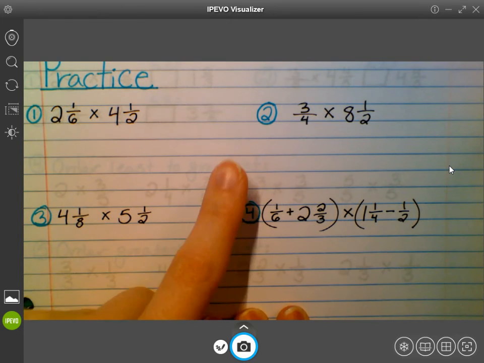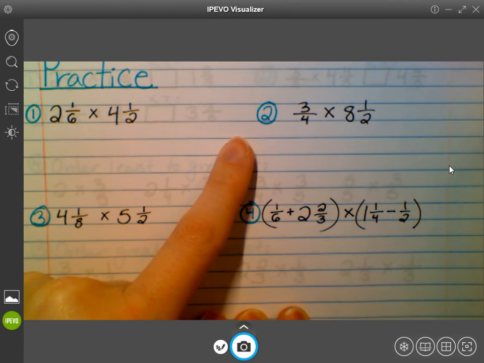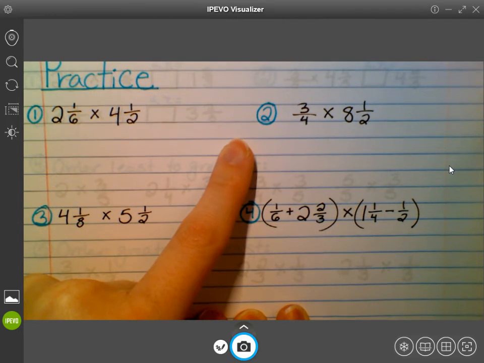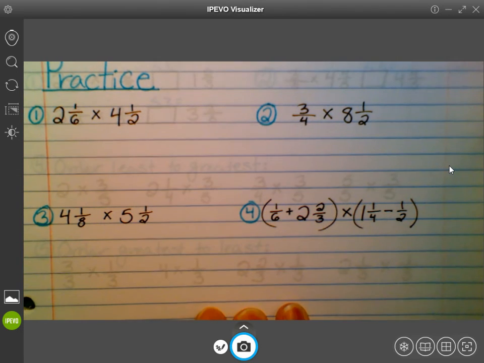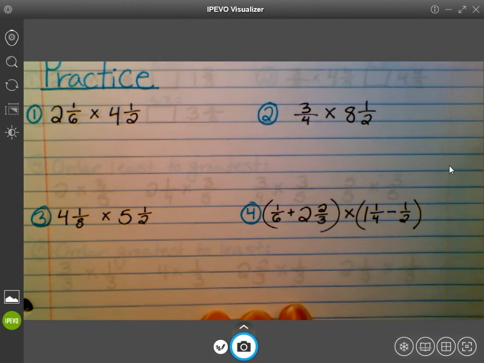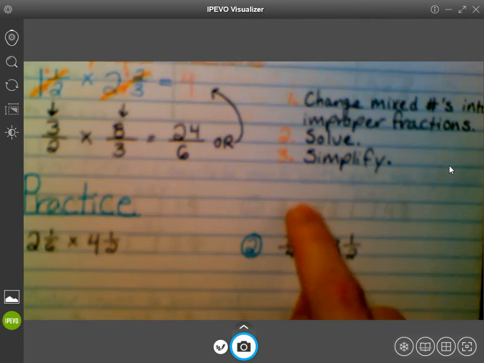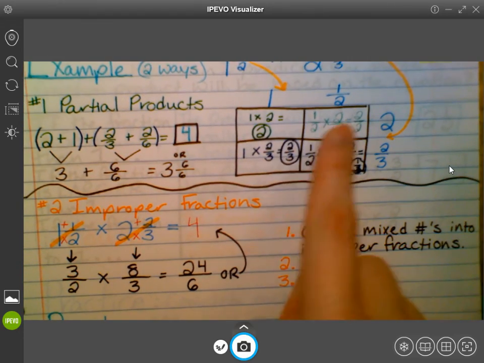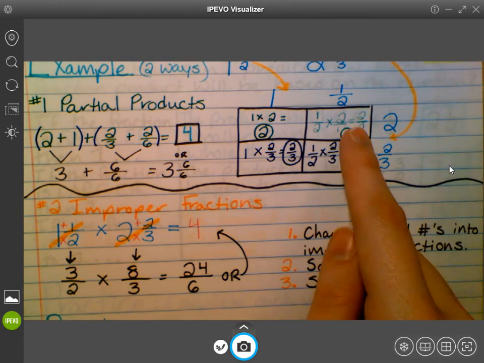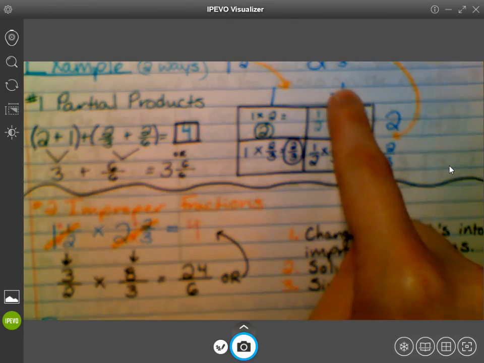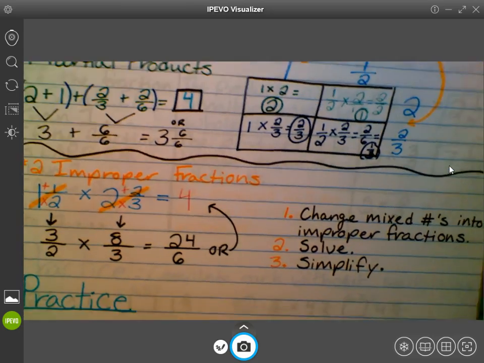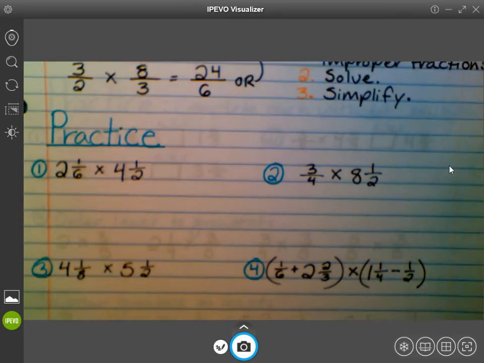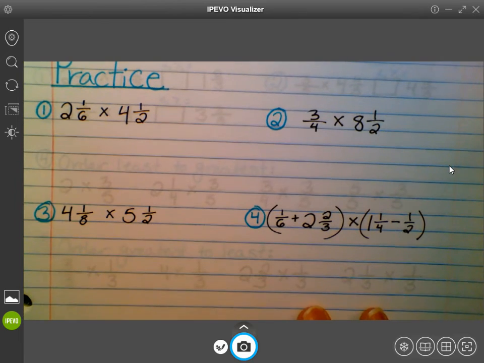So I will also say with number 2, notice you only have one partial product, or one mixed number. So think about which method you want to use to solve number 2. It would work either way. For number 2, if you're doing the partial products, instead of having a 2 by 2, you would just have a 2 by 1, because you would have the 8 1/2 here, and then you would just have the 3/4 here. You wouldn't even have that second row. So if you're doing the partial products method for number 2, that's what you would do.